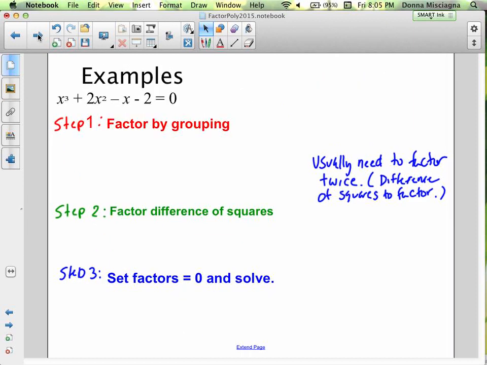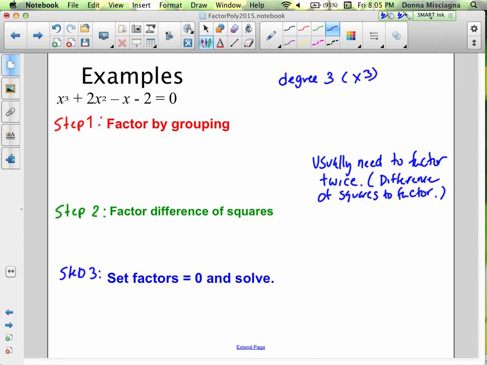All right, so now we have another one. And this again is degree 3 because we have an x cubed. And so we're expecting 3 solutions. So our first step is to do factor by grouping.